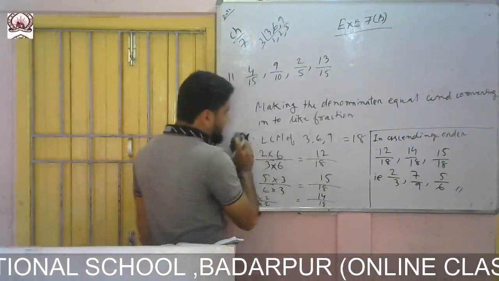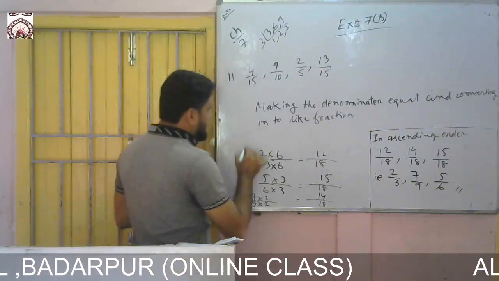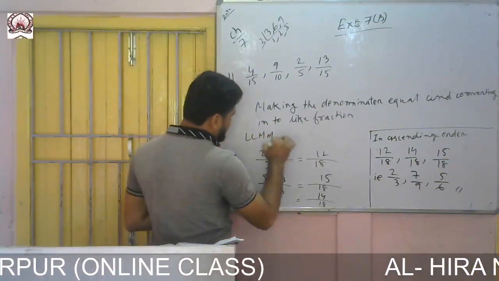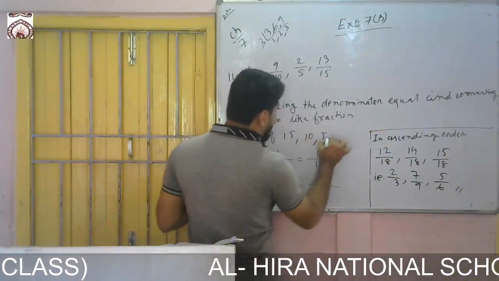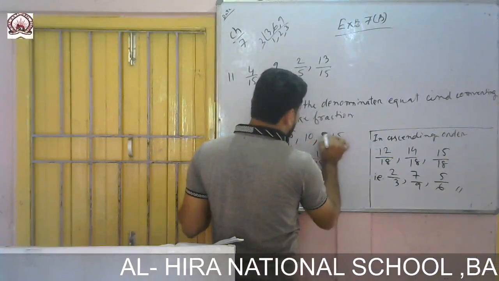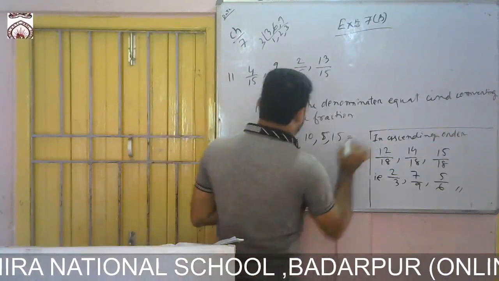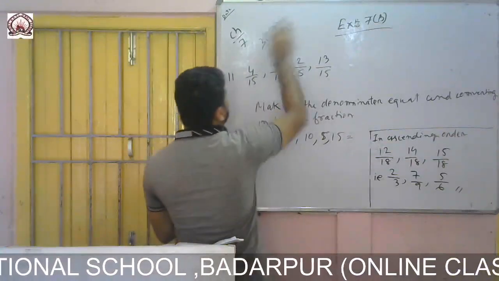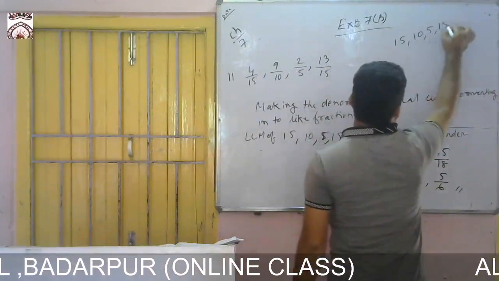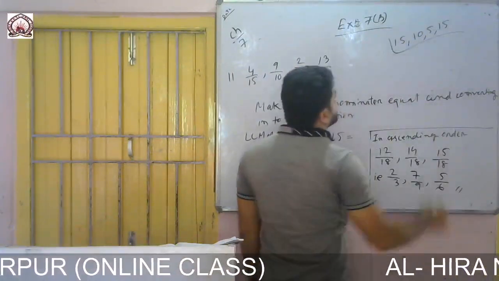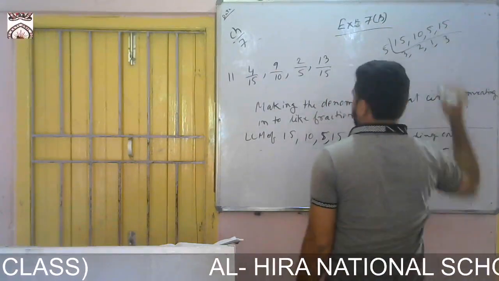Now write the LCM of 15, 10, 5, 15. Take the LCM of 15, 10, 5, 15. Which number can I use for all? 5 3s are 15, 5 2s are 10, 5 1s are 5, 5 3s are 15.